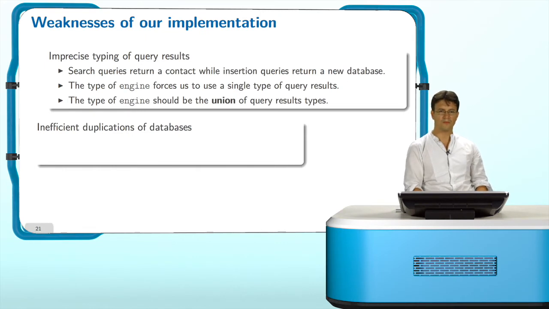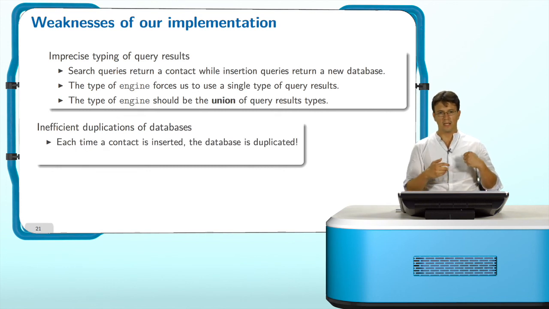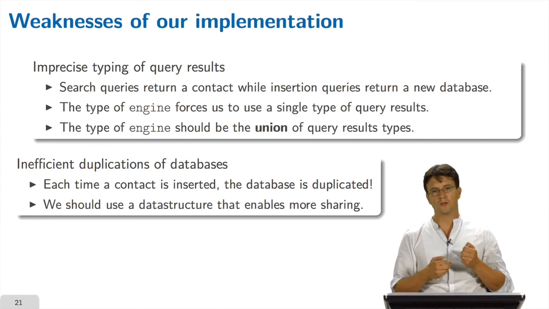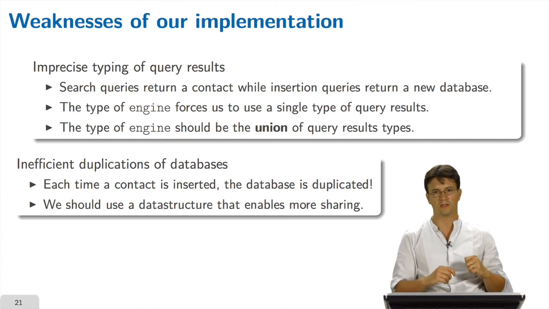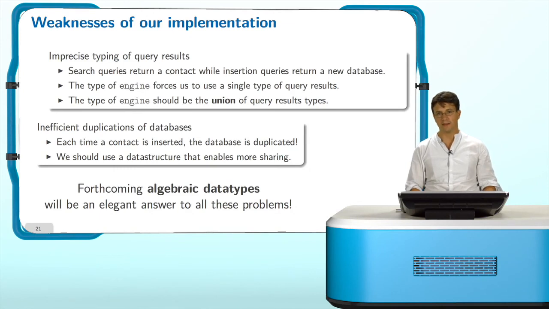Another problem is the fact that when we create a new database, the database is duplicated entirely, even if almost everything in the database is the same as in the previous database. We should use a better data structure to represent the database to enable more sharing between the different versions of the database. The forthcoming algebraic data types that we will discover next week will be an elegant answer to all these problems.